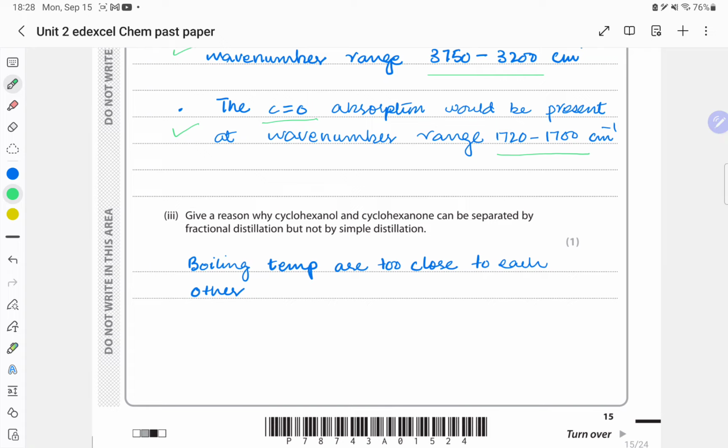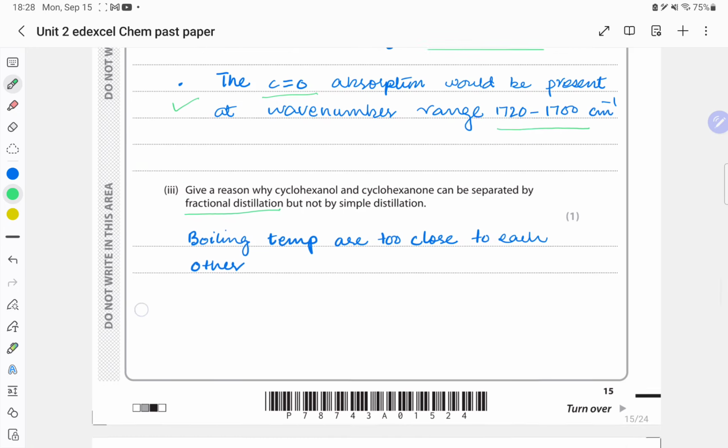Give a reason why cyclohexanol and cyclohexanone can be separated by fractional distillation but not by simple distillation. Obviously, because their boiling temperatures are too close to each other, we cannot separate them by simple distillation. Instead, we are going to use the method called fractional distillation.